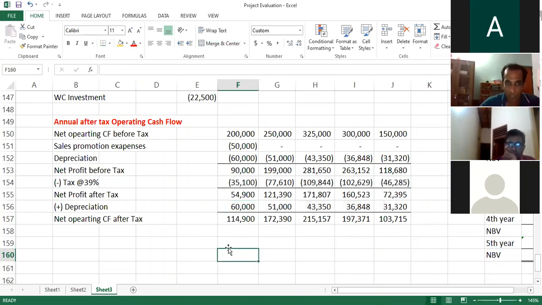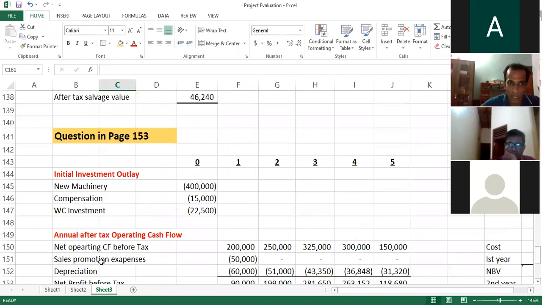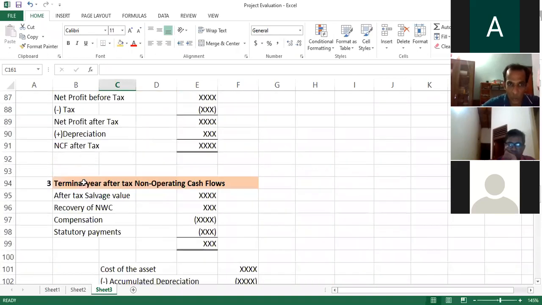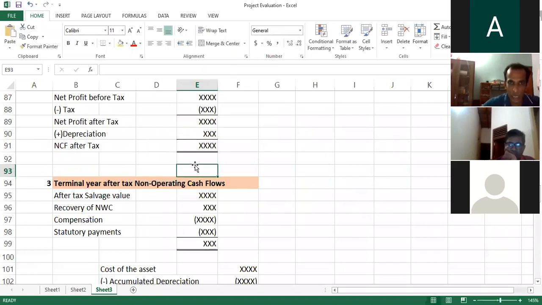From the net profit before tax, you calculate the tax at 39%. When you get the profit after tax, you add back depreciation, you get net operating cash flow after tax. Then the terminal year cash flow we have to include here. Terminal year, non-operating cash flow. This we need to include.